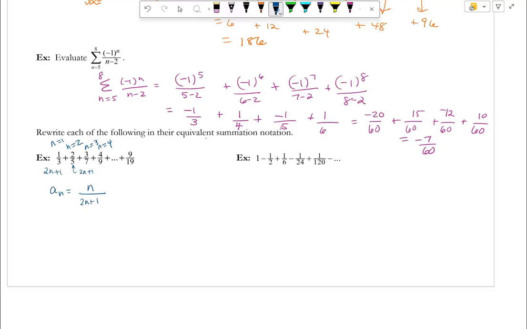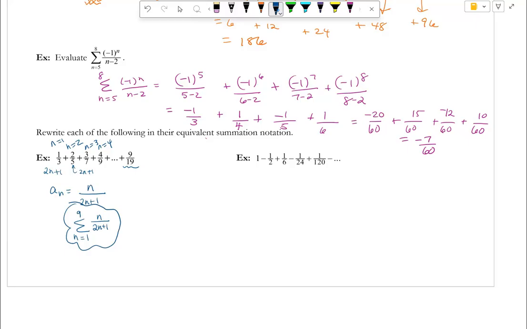So when I go to write this using the summation notation, I know that I want my index to be where I'm starting, so n equals 1. And I could see that the sum stops at the 9th term. So we're adding all the way up to where n is equal to 9. And then our sequence that we're summing is n over 2n plus 1. So that is how we would write this using the summation notation.